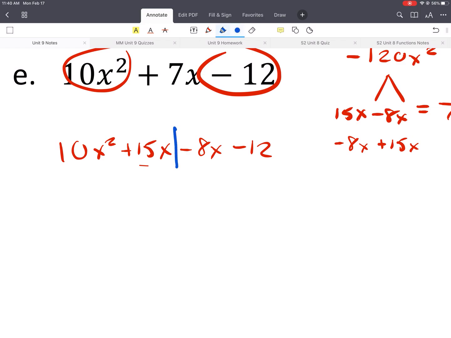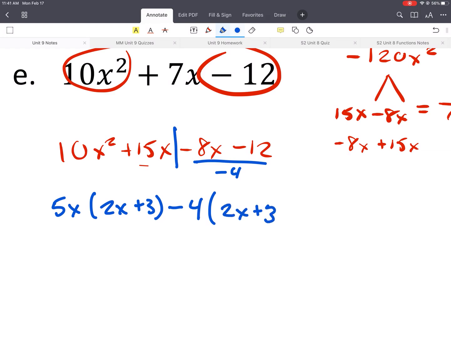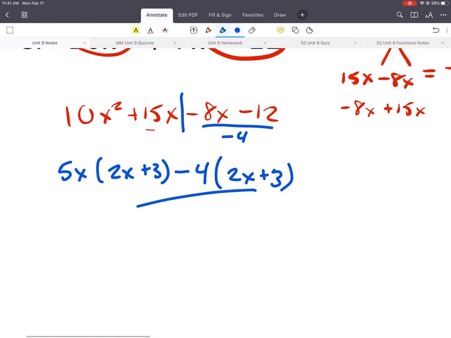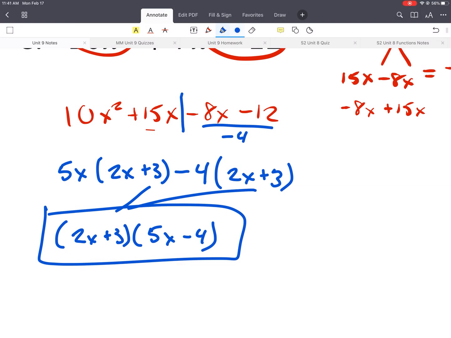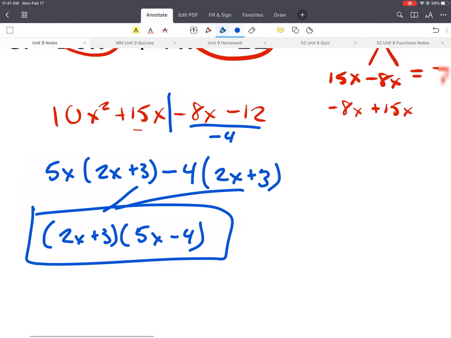We'll do grouping now. We have 4 terms, so we can take out a 5x. That leaves us with a 2x plus 3. And then on this side, we can factor out a negative 4. So negative 4, and that would leave us with 2x plus 3. Okay? And they're the same. Fantastic. So we got it right: 2x plus 3 and 5x minus 4. And it looks like there's nothing else we can factor out, so we're good.